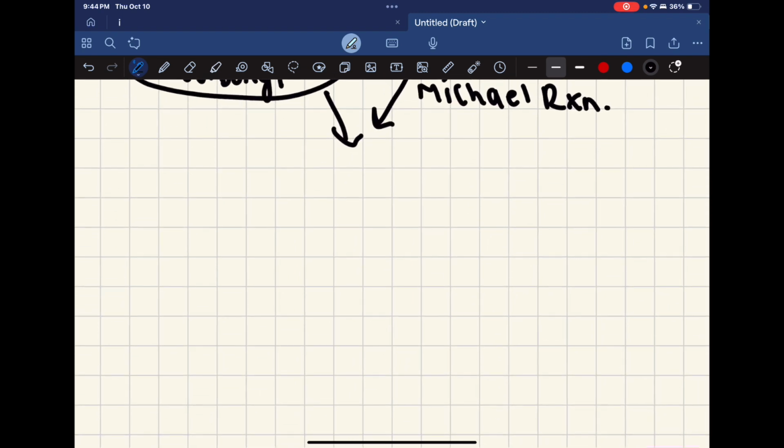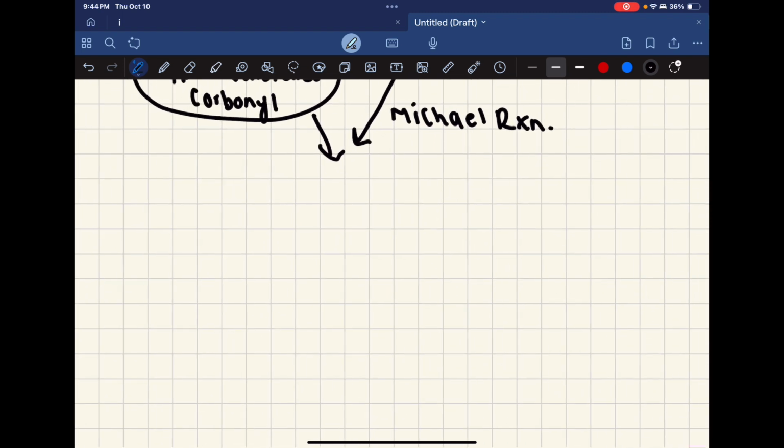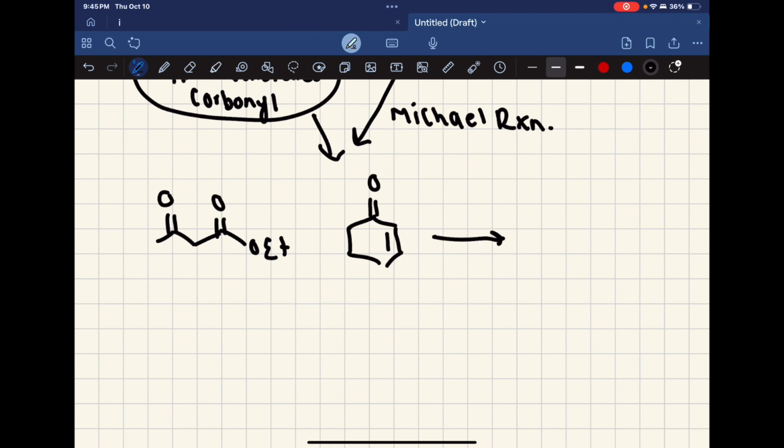So if I gave you this reaction, actually let me start here. I subjected these two substrates to this ethoxy base. The Michael donor is going to be some sort of nucleophile. Obviously, donor means it's going to add into something. And then the Michael acceptor is going to receive that nucleophile.